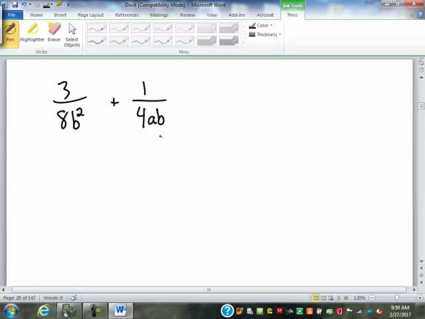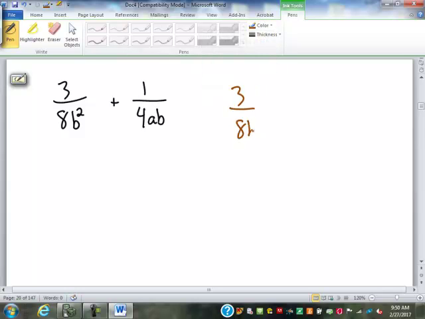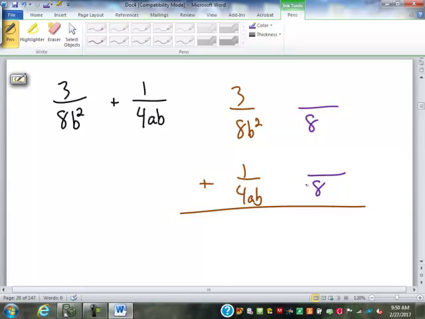So 3 over 8b squared plus 1 over 4ab. I need a common denominator. What's going to be the common denominator for the numbers between 8 and 4? Just the 8. Now each variable at a time. Now we should go alphabetical order. How about the a? Remember, it's the higher power. So a by itself is the highest power, so there's just going to be an a in each of them. How about for the b? b squared.